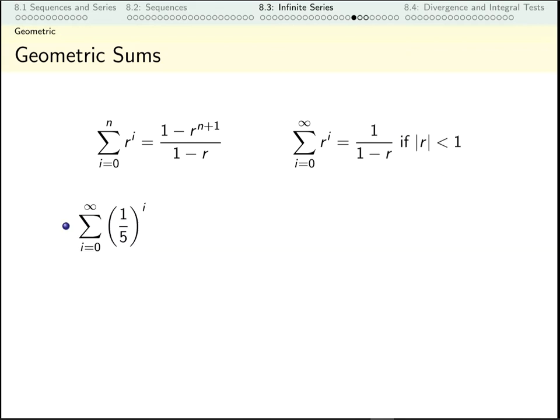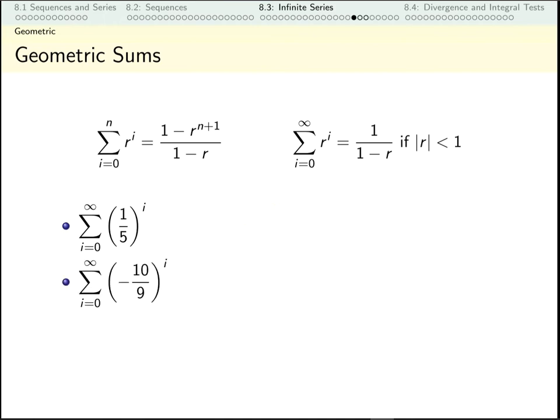So we can easily figure out this series now using our formula. 1/5 is r. My indices match. So if I add up a fifth plus 1 over 25 plus 1 over 125 and so on, this will give me 1 over 1 minus a fifth, or 5/4.